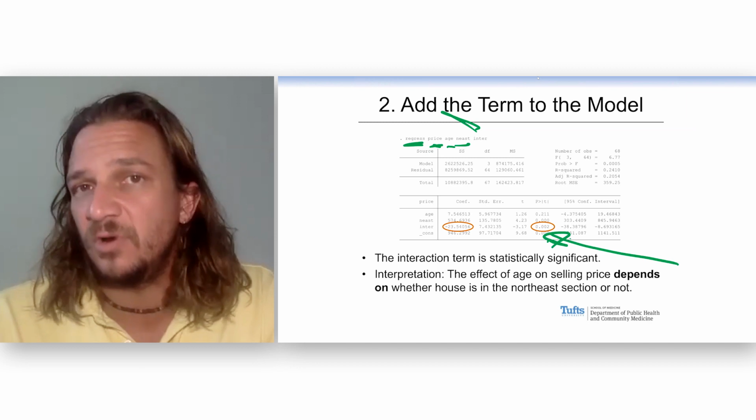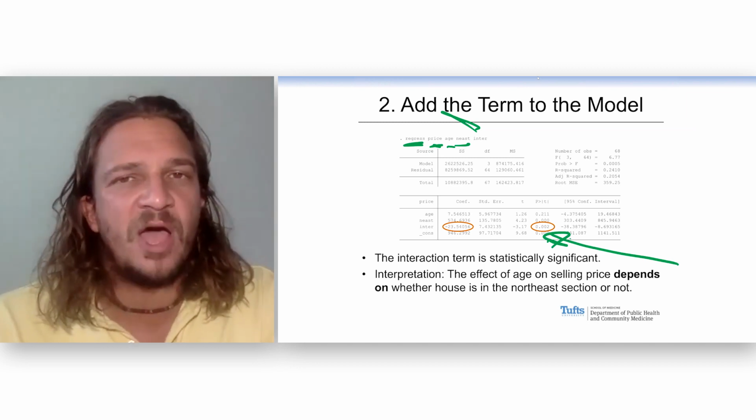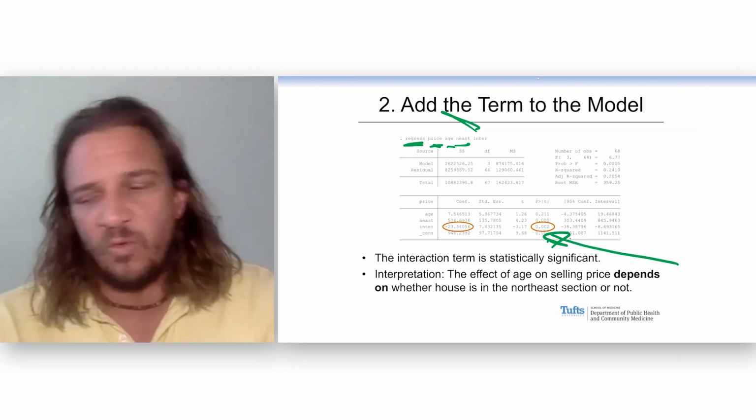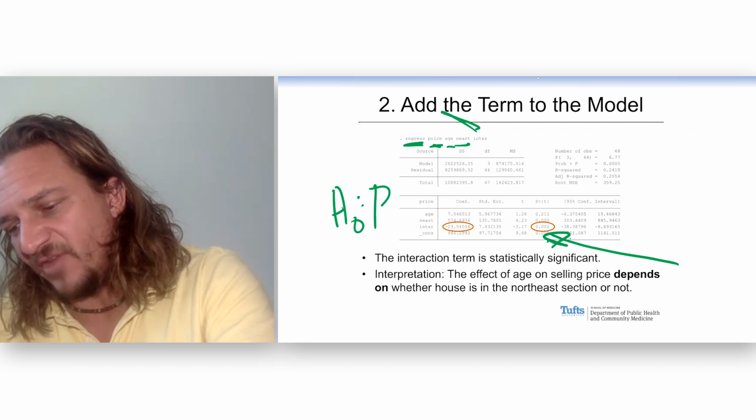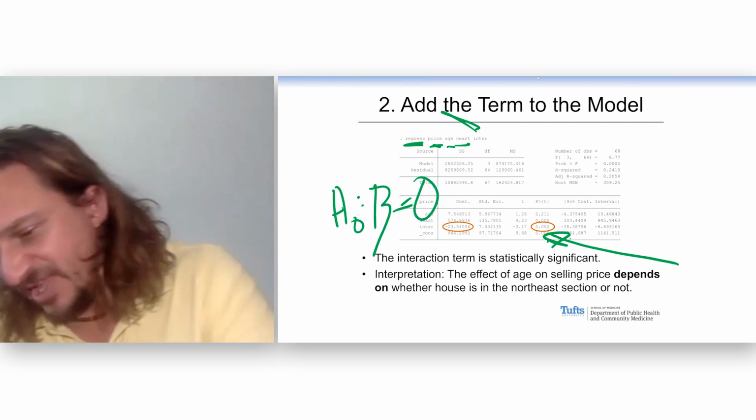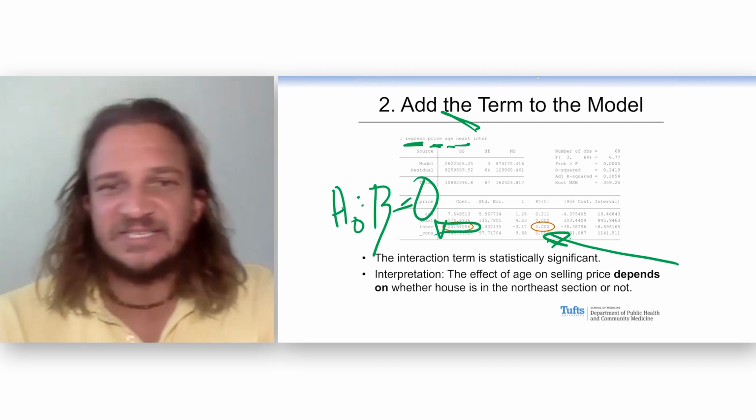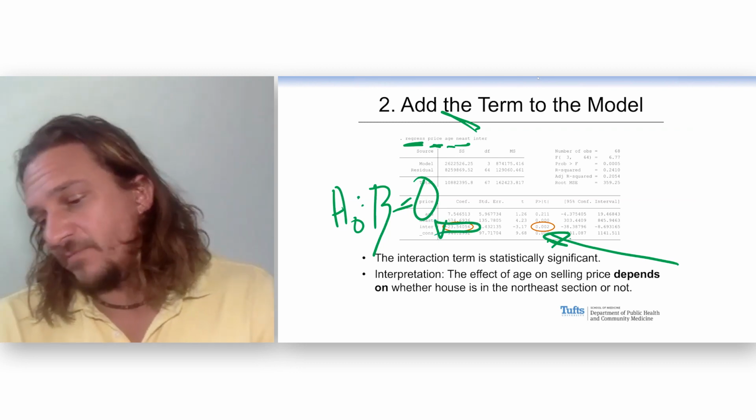Now I'm going to show you why this works. Remember that when we do a regression model like this, what is the null hypothesis for each coefficient? Well, the null hypothesis is that that coefficient, or that beta, is equal to 0. In other words, the interaction term is equal to 0. And let's see how that plays out.